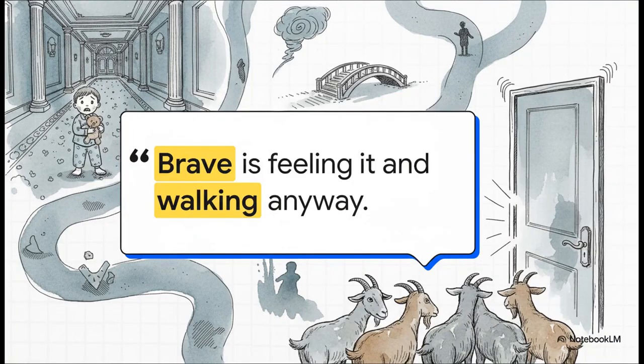But this single, seemingly ordinary act immediately forces our characters into a highly vulnerable state. Which brings up this incredibly profound point from Pinecone's father. Brave is feeling it and walking anyway. Being separated from your safety net instantly demands bravery. And what this tells us is that true courage isn't the absence of fear. True courage is being terrified out of your wits, like Peter lost all alone in a massive hotel, or the goats hearing a really strange knock at the door, and actually taking action in spite of that fear.